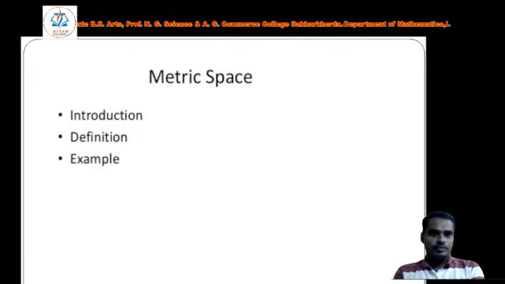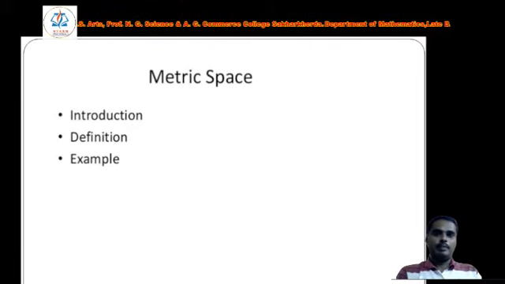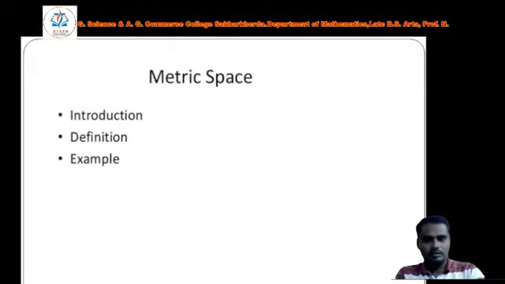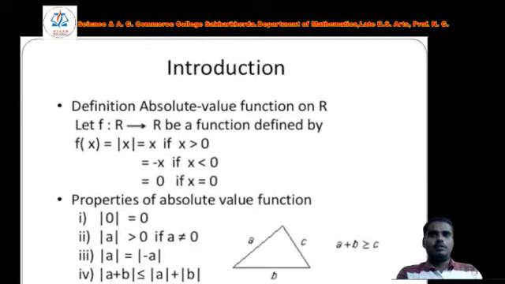Hello friends, today in this lecture we will see the metric space. Now in this metric space, first we will see the introduction of the metric space, definition of the metric space and their example. Now the introduction of the metric space.